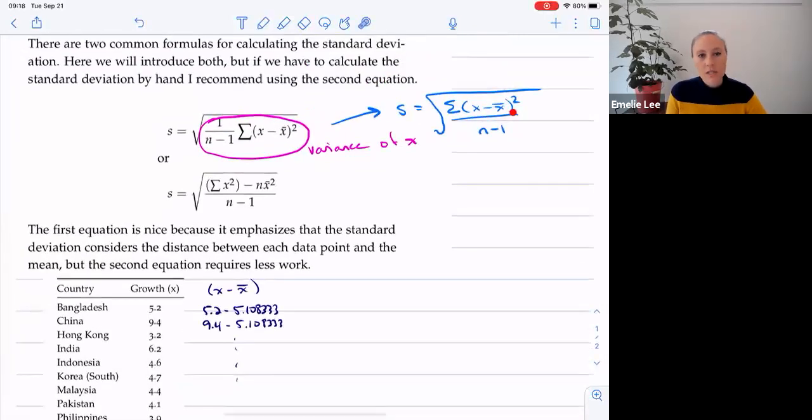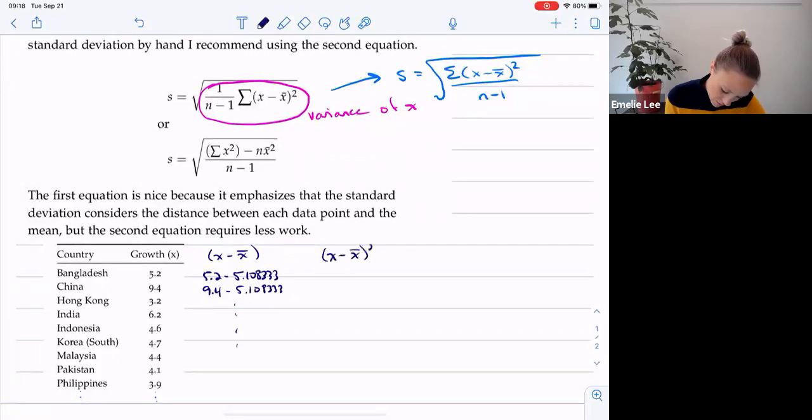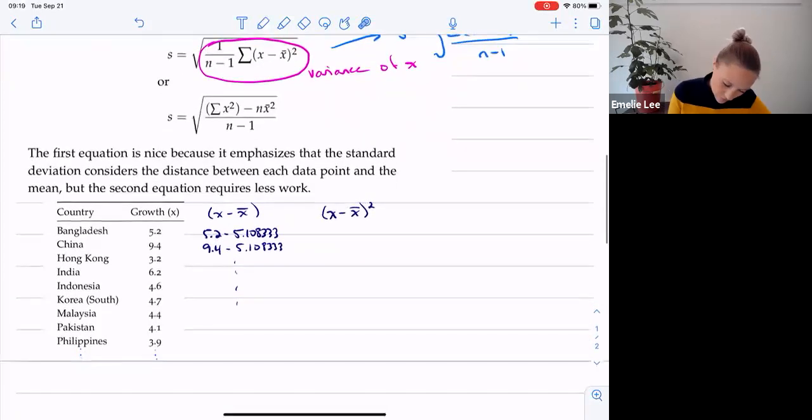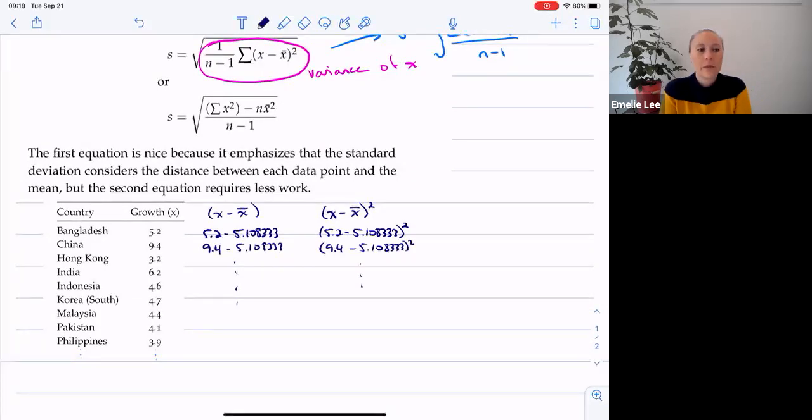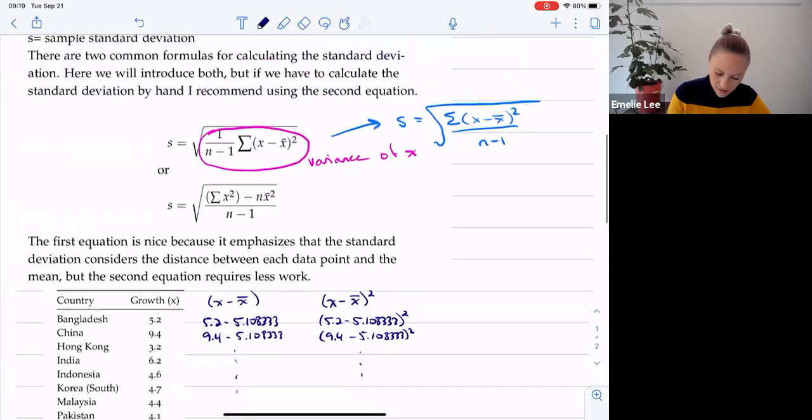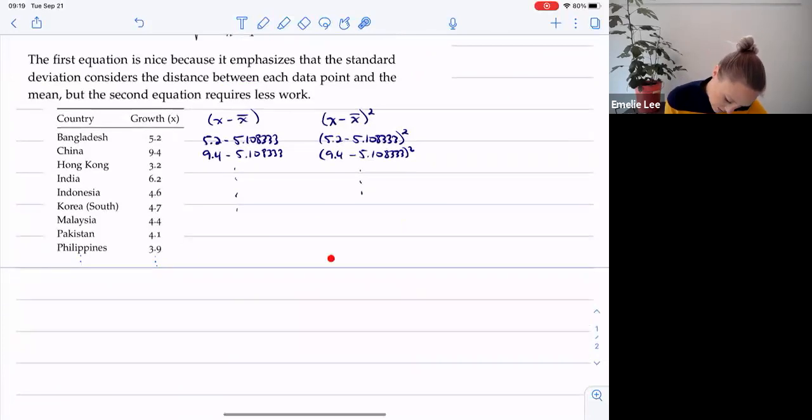Then, order of operations here, we have to square each value. So then I would make a new column, X minus X bar, and square it, right? So I would take the result from the previous column and then square it. So this becomes 5.2 minus 5.108333 squared. Same thing with the next one, 9.4 minus 5.108333 squared, etc. Then at the end, we want the sum of those values, so we're just going to end up with one sum. We could add these up and they would end up being the sum of the x's minus x bar squared.